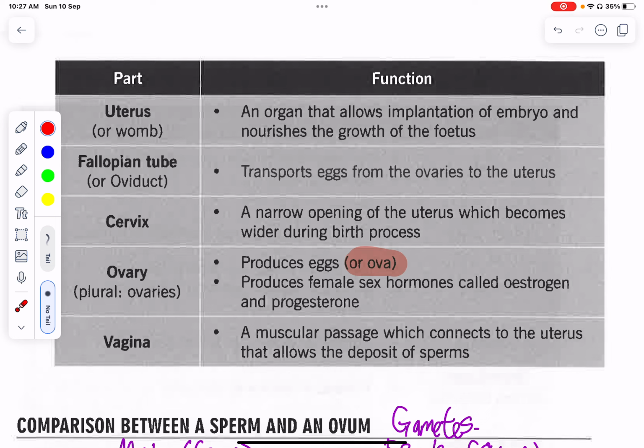and progesterone. So just like the male testes where we produce the sperm as well as the testosterone, the female will also produce the egg, or the ova, and it will generally produce the female sex hormones, which are estrogen and progesterone, that give you the female characteristics. Then the vagina is basically a muscular passage that connects to the uterus, allowing the deposition of sperm.